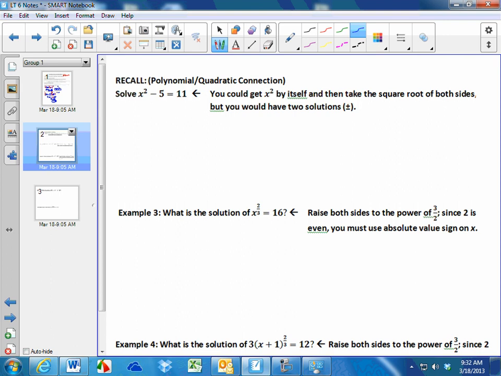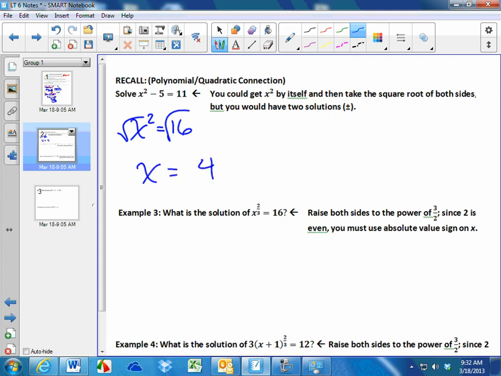What's your first step? To what? Add the 5, yeah. So x squared equals 16. That's like isolating the square root, right? Now, we would have squared if it was a square root. What did we do when it was x squared? We took the square root of both sides, right? And we wrote x equals definitely 4.